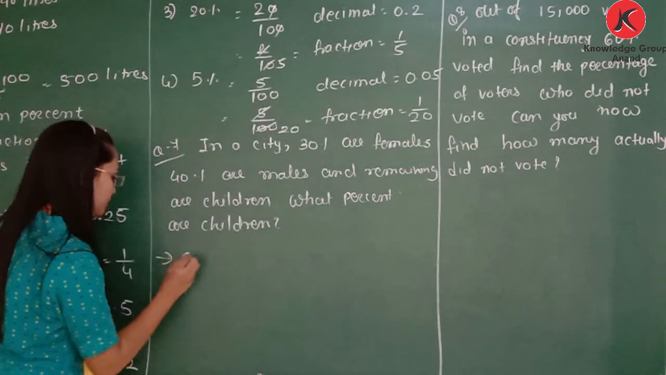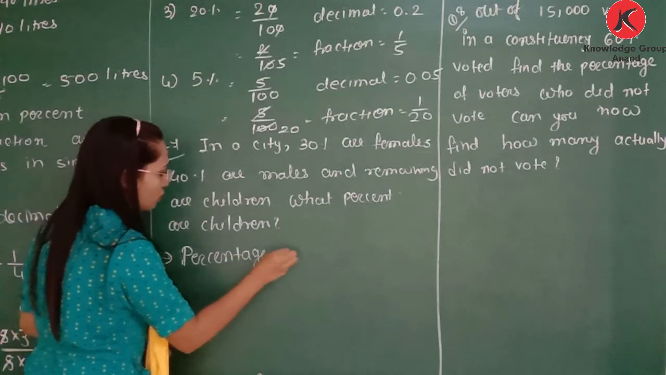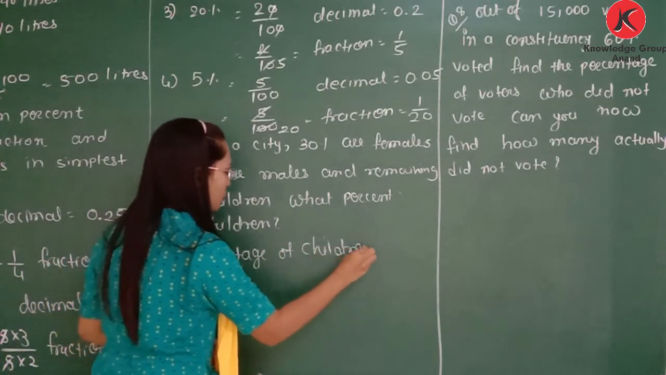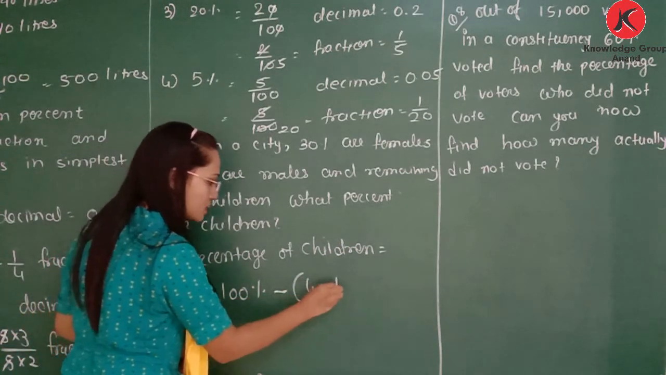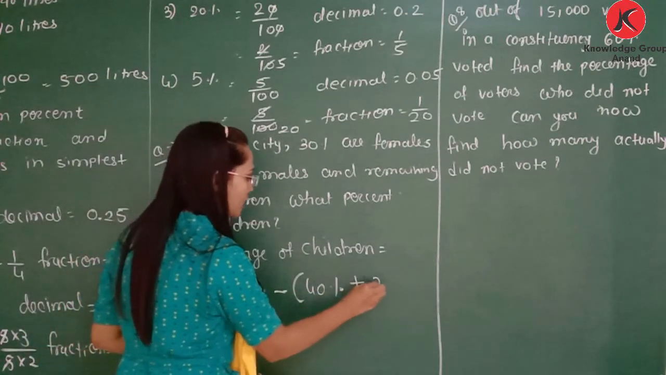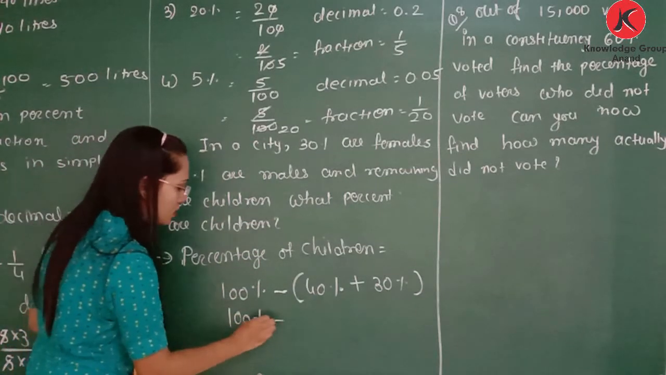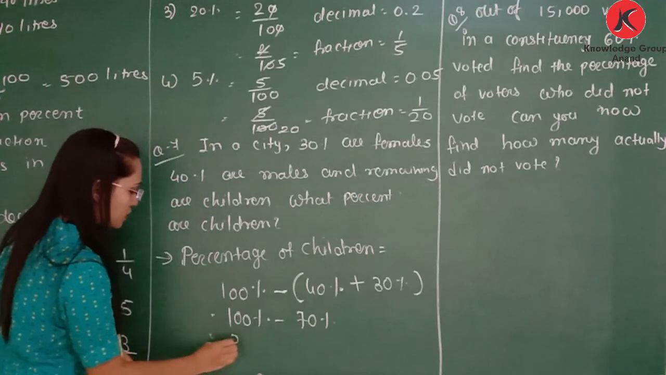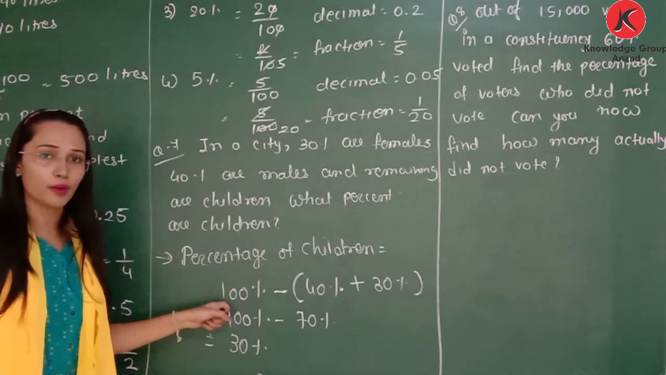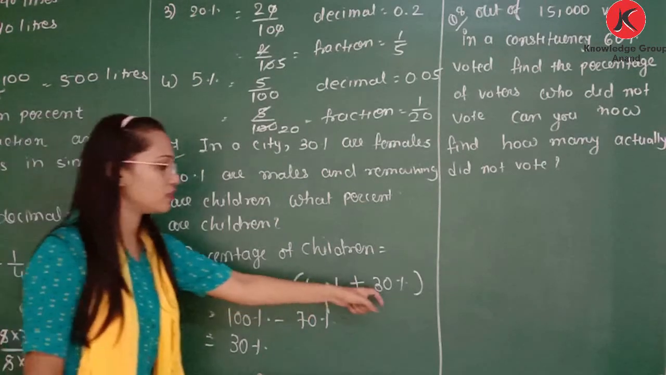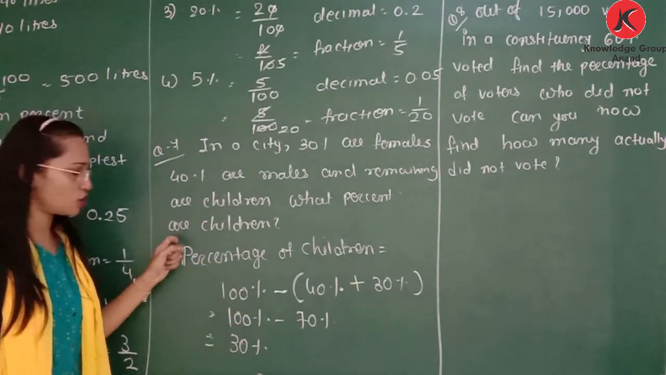So we can write the percentage: if we subtract 40%, that is the percentage of males, and 30%, that is the percentage of females, so 100% minus 70%, it is 30%. The percentage of children is 30%. Why? Because percentage is always counted from 100. So from 100, 40 are males and 30 are females. So the remaining are the children, and the remaining is 30%, that is the percentage of children.